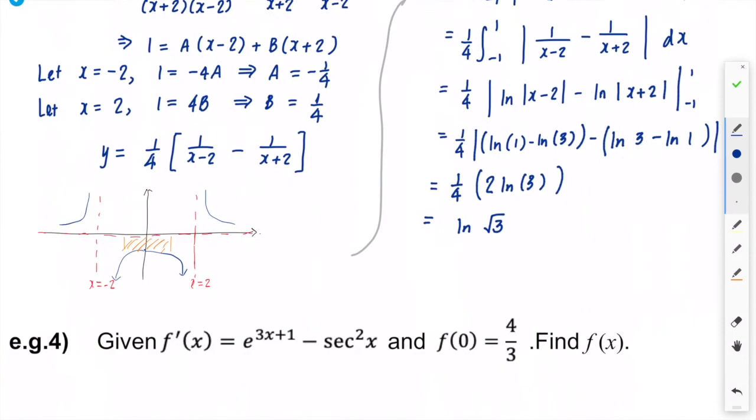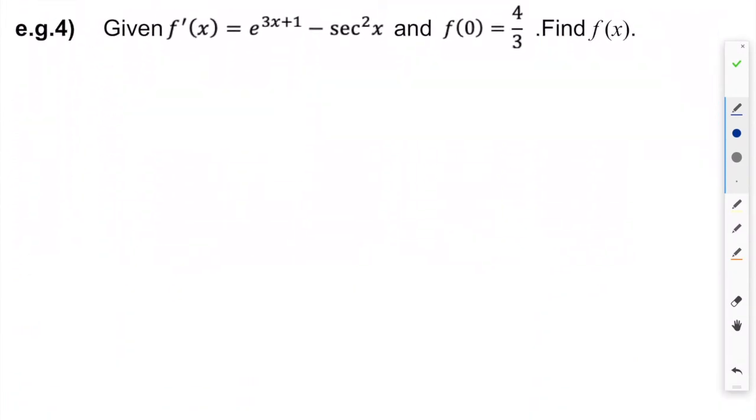Example 4. Given the function of f prime, and f of 0 equals 4 over 3. Find f of x. We already know that the relationship between f of x and f prime is that you can take the integral of f prime to find f of x. So let's do that.